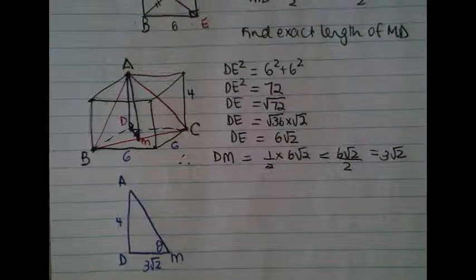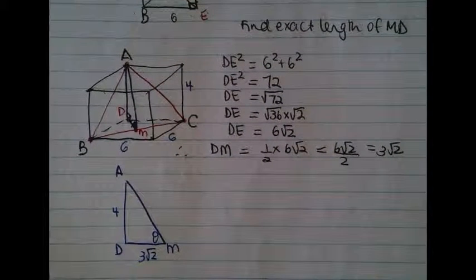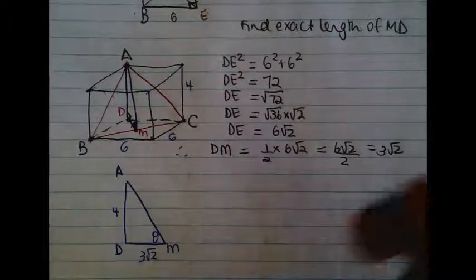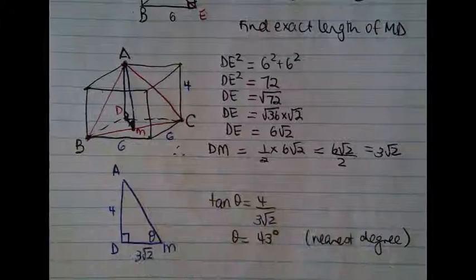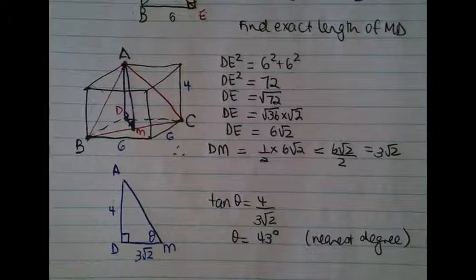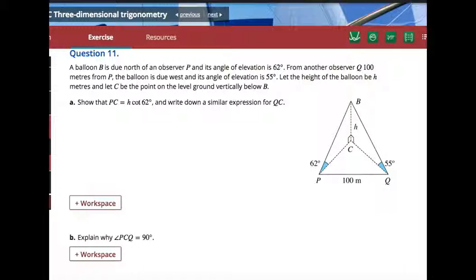So you don't need to use Pythagoras' theorem. We don't need the distance AM. We want the angle AMD. So off you go. Sine, cos, or tan. This is a right angle. Opposite and adjacent. So we'll use tan, and you get 43 degrees to the nearest degree. You've got 3D trig problems where you've got planes and things like that sitting inside of prisms.